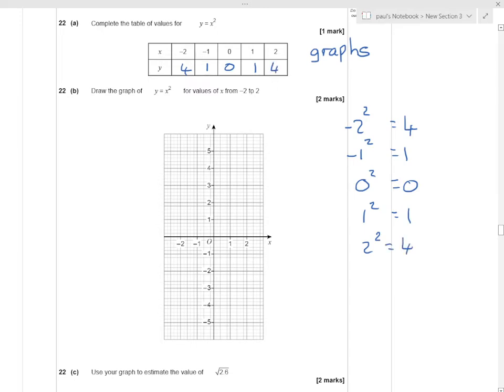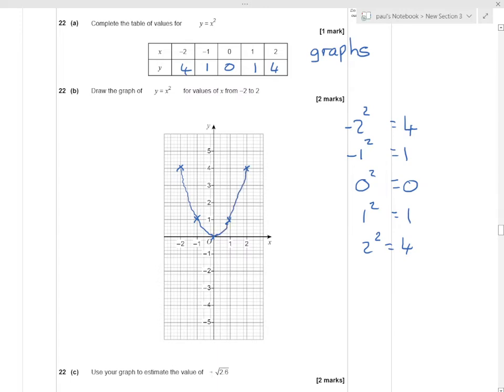And don't go beyond minus 2 and 2. So minus 2 on the x and plus 4 is there. Minus 1 and 1 is there. 0, 0 is there. 1 and 1 is there. And 2 and 4 is there. So we get a sort of curvy shape, as you always do, but don't go beyond the line. So draw them carefully, like that.